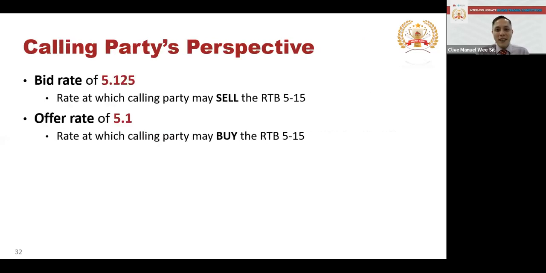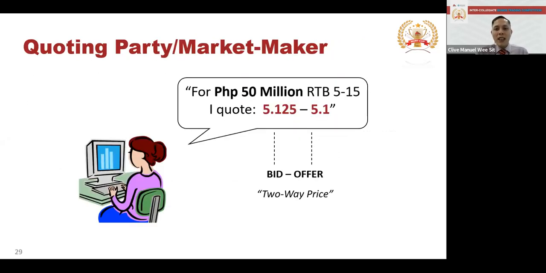So for example, for 50 million RTB 5-15, I quote 5.125 bid and 5.1% offer. If I want to buy this 5-15 as the calling party, I can say "mine, 50 million RTB 5-15, 5.1%." So I'm buying the 5-15 at 5.1%. Remember, because I'm the calling party, I buy at the quoting party's offer of 5.1%. Again, the moment the quoting party or market maker speaks, that's expected to be a firm quote.